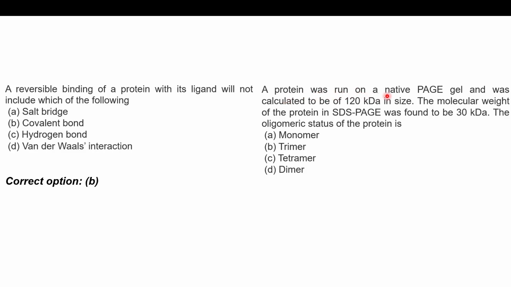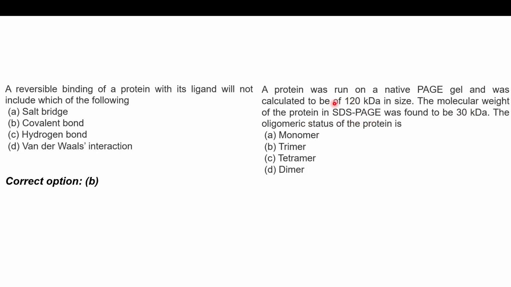Now, a protein which was run on a native PAGE gel was calculated to have a size of 180 kilodalton, and the molecular weight of the same protein under native conditions was 120 kilodalton. However, in SDS-PAGE, we know that SDS is a detergent. It is a denaturing PAGE. And in that particular condition, you have a 30 kilodalton molecular weight.